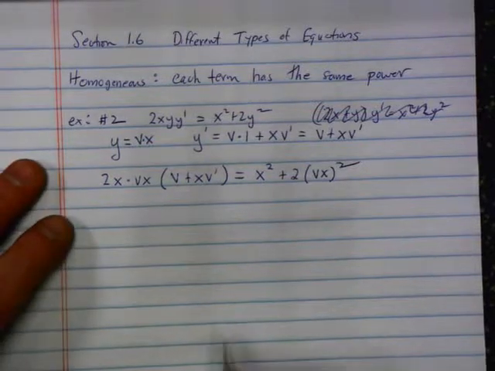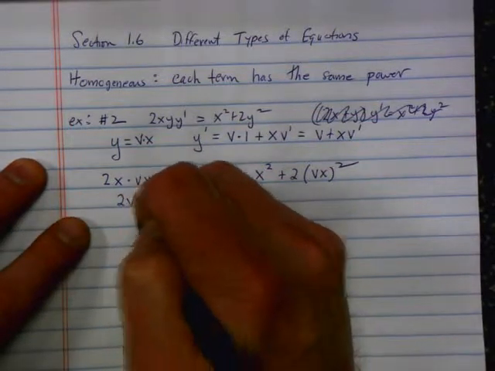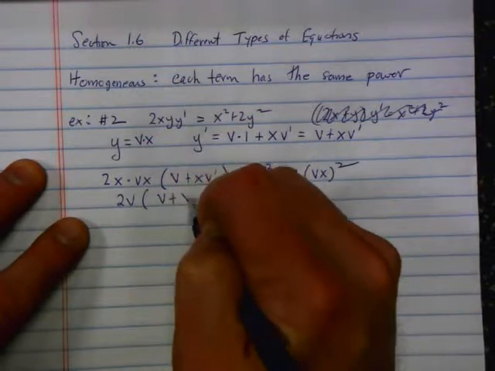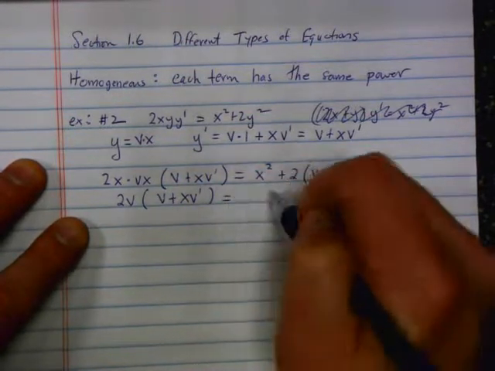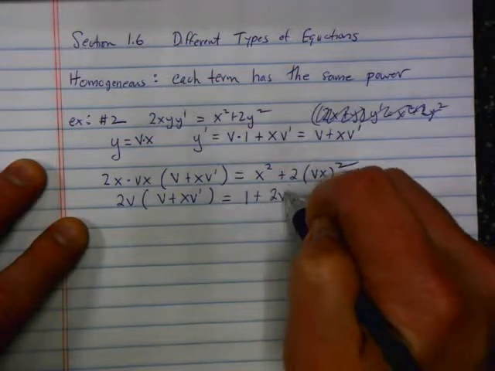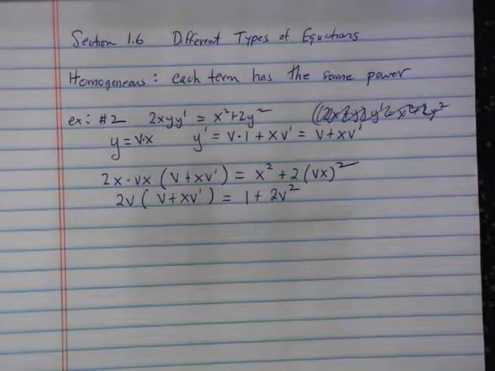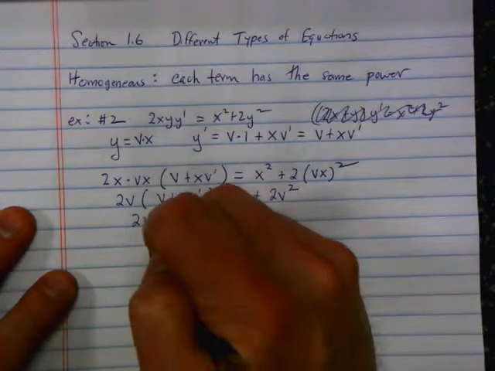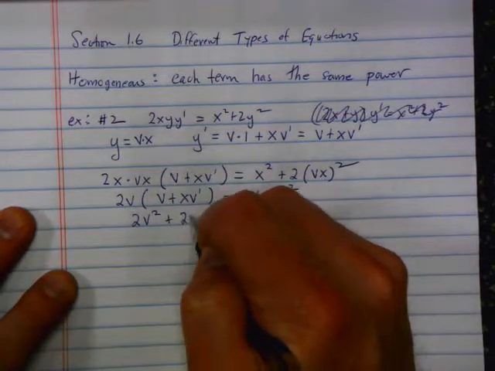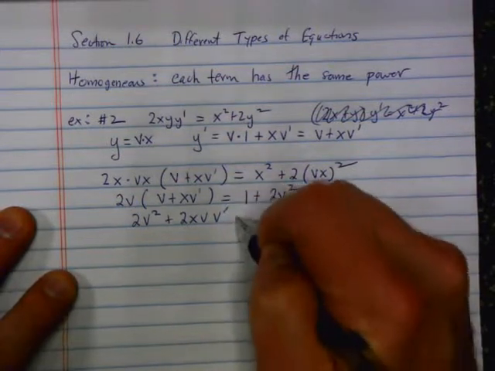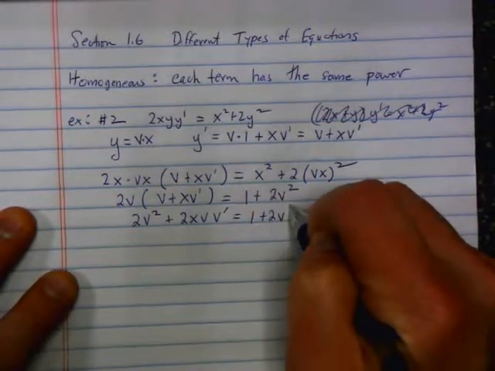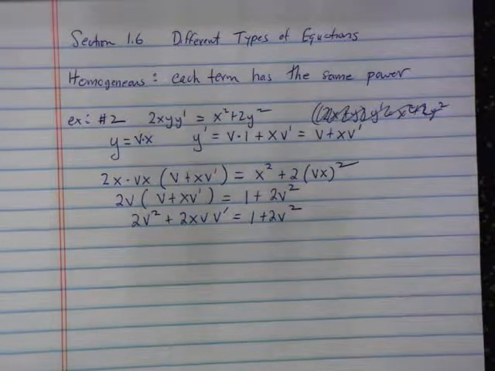All right, so I'm going to do that. 2v times v plus x v prime equals 1 plus 2v squared. What should now happen? You should be able to do some algebra, and this should become a separable differential equation. So let's do a little algebra here. We're going to distribute: 2v squared plus 2x v v prime equals 1 plus 2v squared. Well, something real nice happens there.